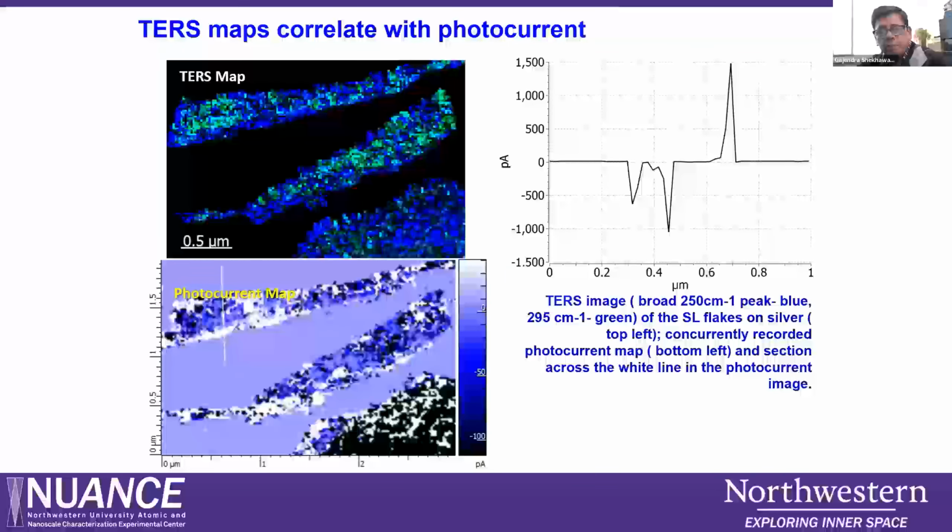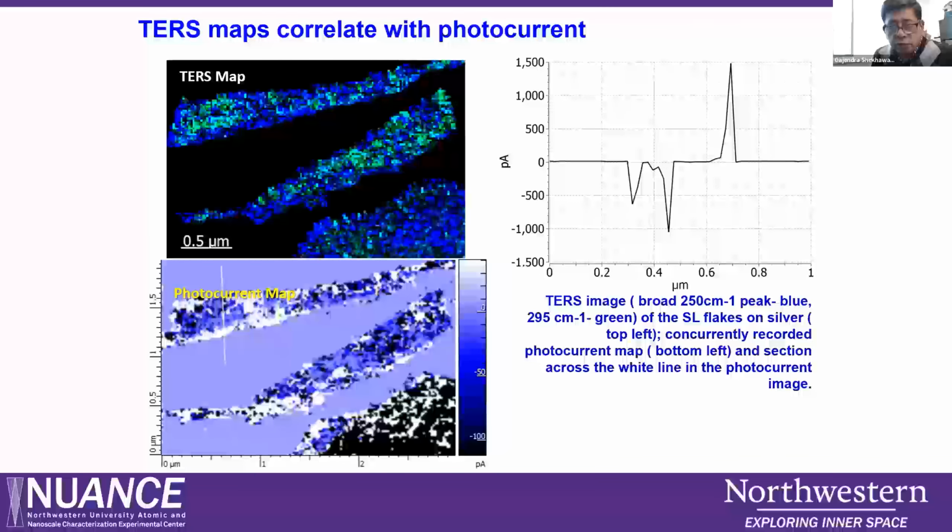Then the other unique capability of this system is the photocurrent. We have a photocurrent AFM with us, but mostly the lasers are not that powerful, and the system is not easy to operate. So this is why we have added these photocurrent capabilities to this system.